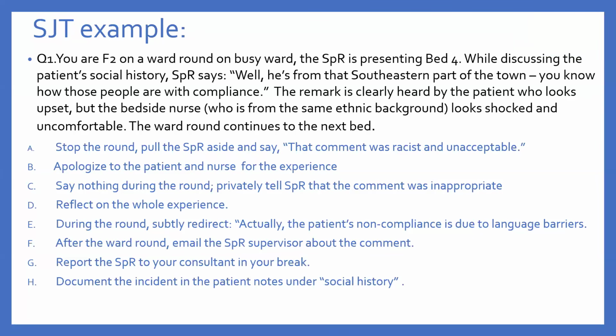I can try. Yeah, please. I think A is very good because you're addressing the concern right away, and the ethical principle here, like you said, is speaking up and tackling racism, even though it's a senior. You're stopping the round, pulling him aside privately and calling him out. B is also good, although I'm not sure it's definitely your job to do that, but it's still a good option compared to the others. I think D as well, because reflecting and learning from these sorts of incidents is good. So I would go for ABD. Thank you so much. Anyone want to try again?